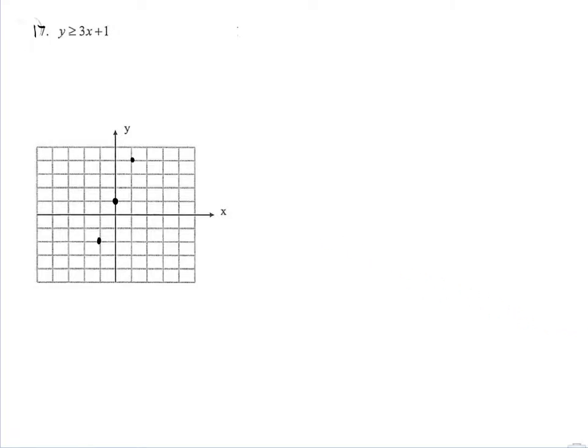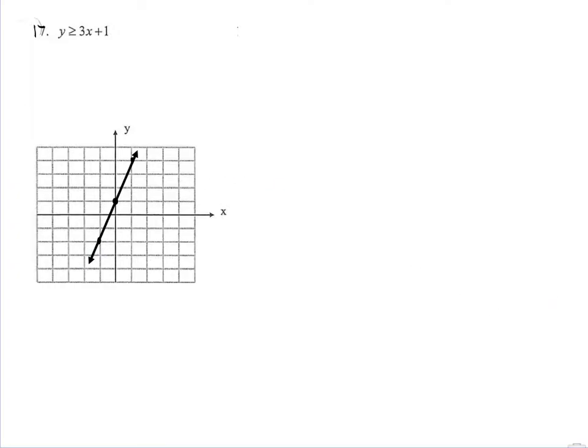Is it going to be dashed, or is it going to be straight? Is it solid or dashed? Is it solid or dashed? It's solid. Solid, yeah. A solid line that goes through these points, like that.